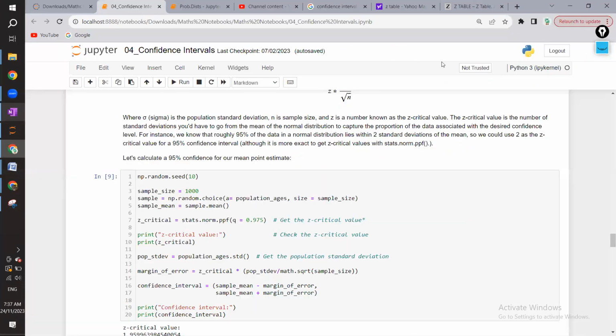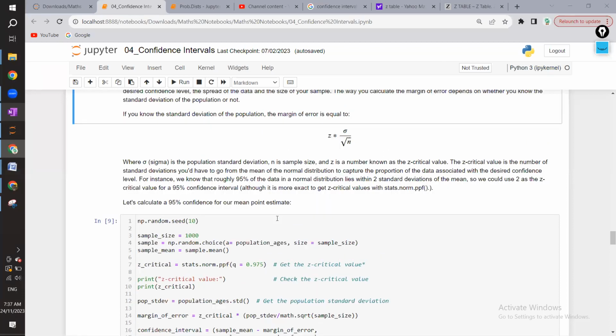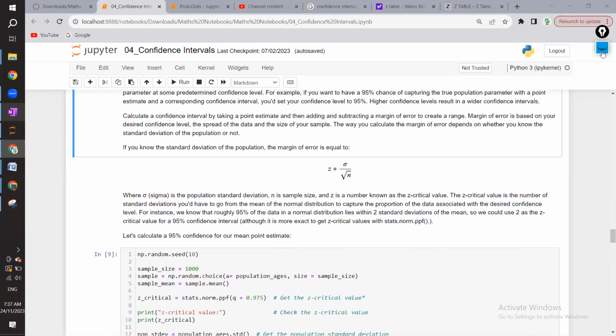So now we have understood the formula, right? Now let's see an example. It's the same thing we saw yesterday, before this class. This is the margin of error: z into sigma by root n. For this, X bar plus or minus, when you do that, you will get the confidence interval.